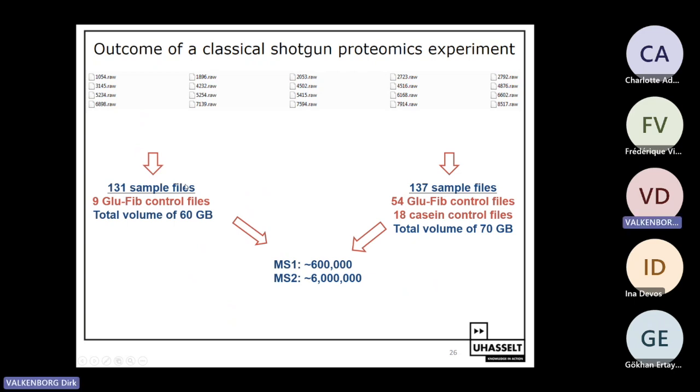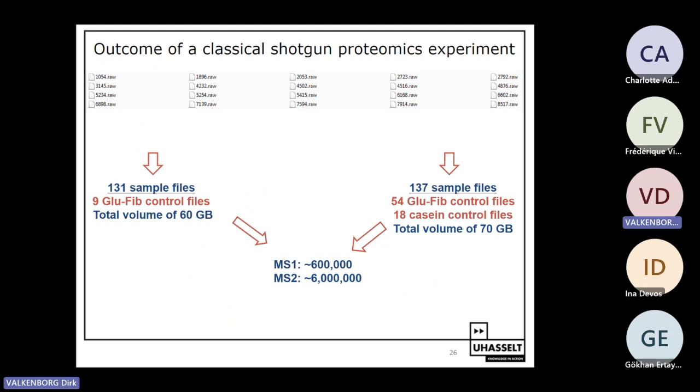So at the end of the day, we have a complicated data set. For example, we were part of a large FP7 project where we collected 131 urinary samples and another 137 urinary samples that we had to measure. This constituted a total volume of more than 130 gigabytes of data. In total, 600,000 MS1 scans and more than 6 million MS2 scans.